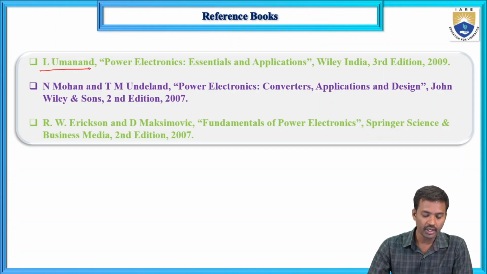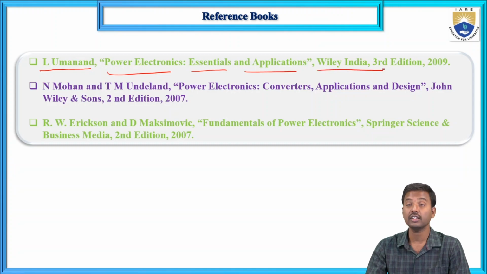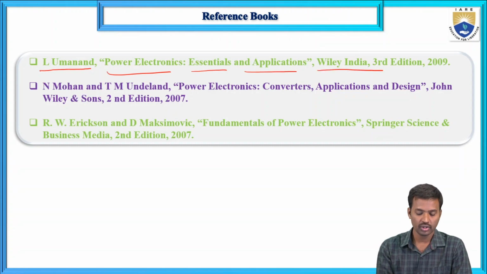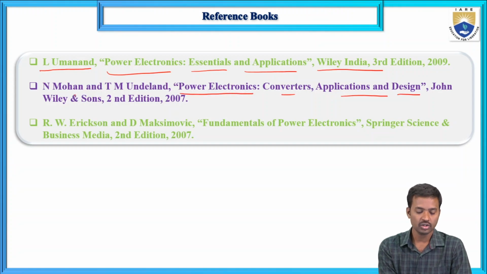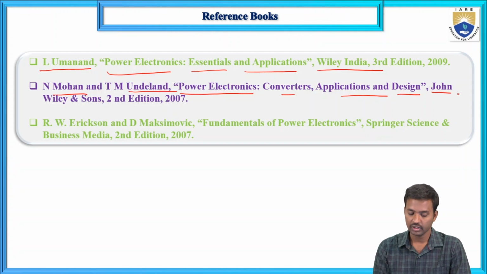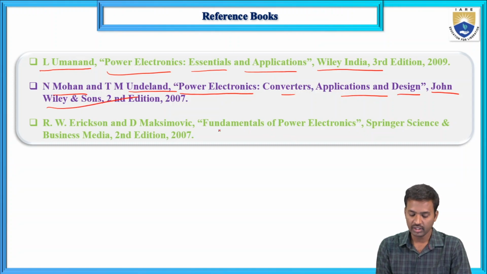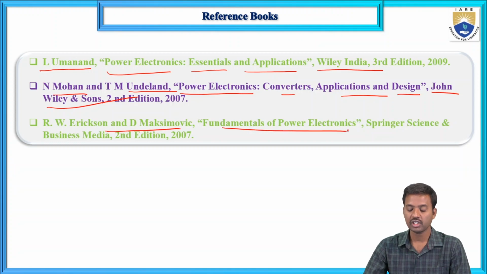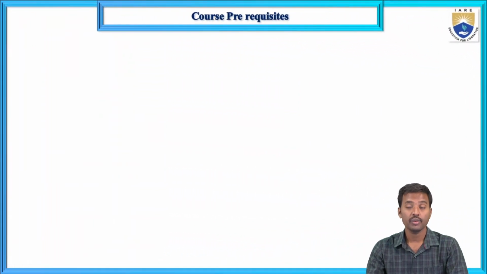Next, reference books for this subject. Ulmann, Power Electronics: Essentials and Applications, Wiley India, 3rd edition 2009. Another book is Power Electronics: Converters, Applications and Design, by Mohan and Undeland, John Wiley and Sons, 2nd edition 2007. And Fundamentals of Power Electronics, Springer Science and Business Media, 2nd edition 2007. So these are the textbooks and reference books for this subject.